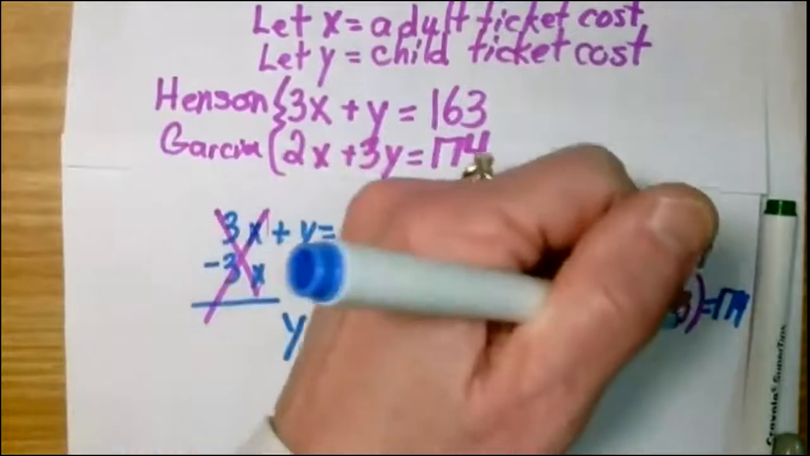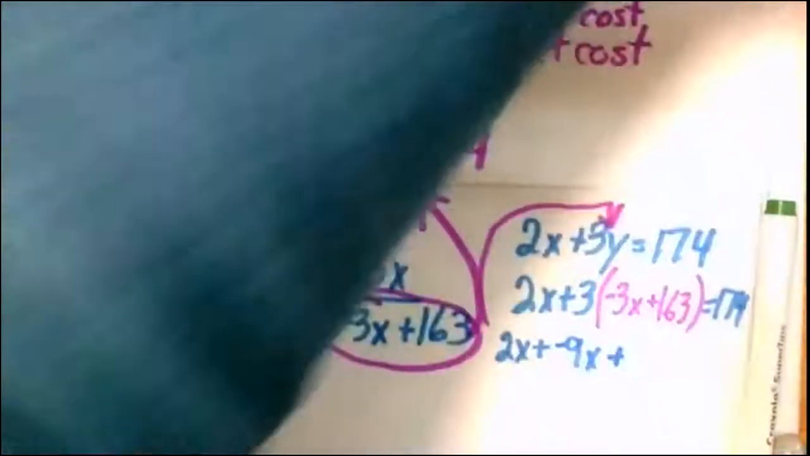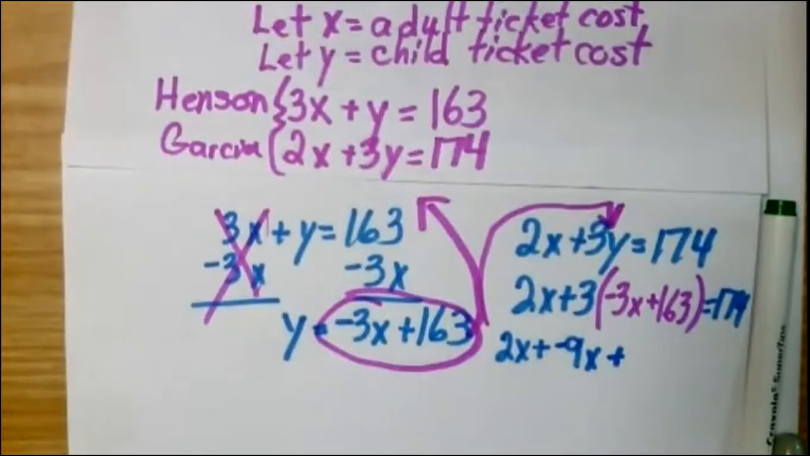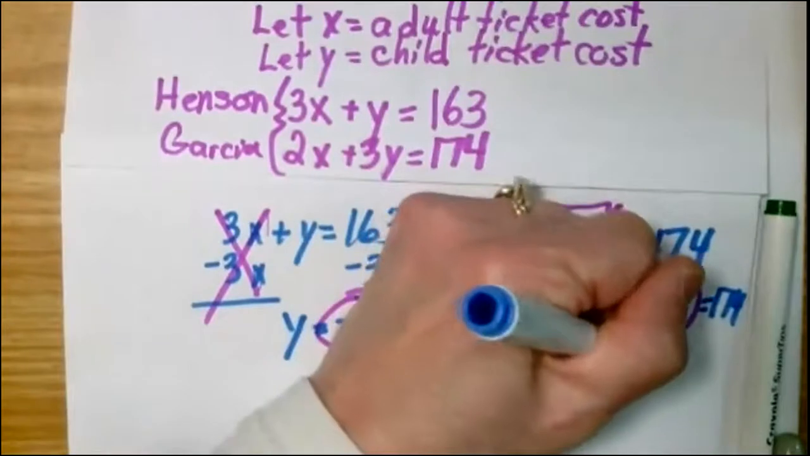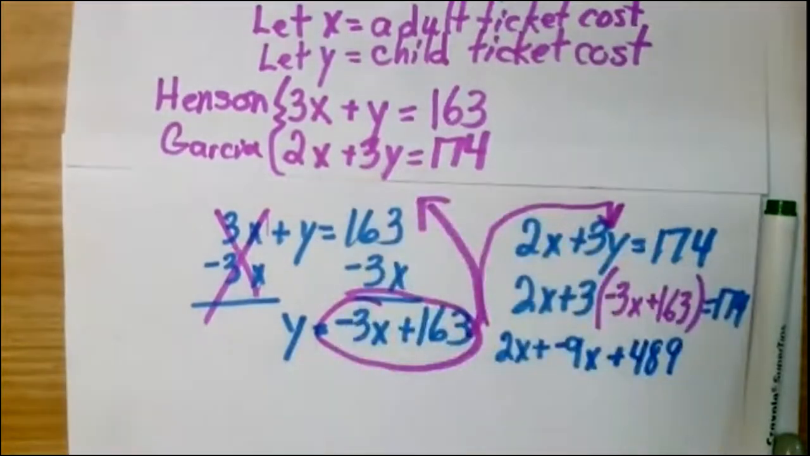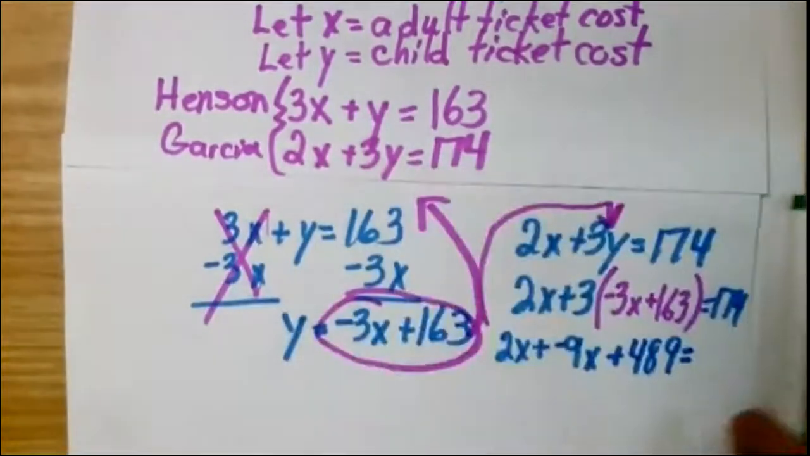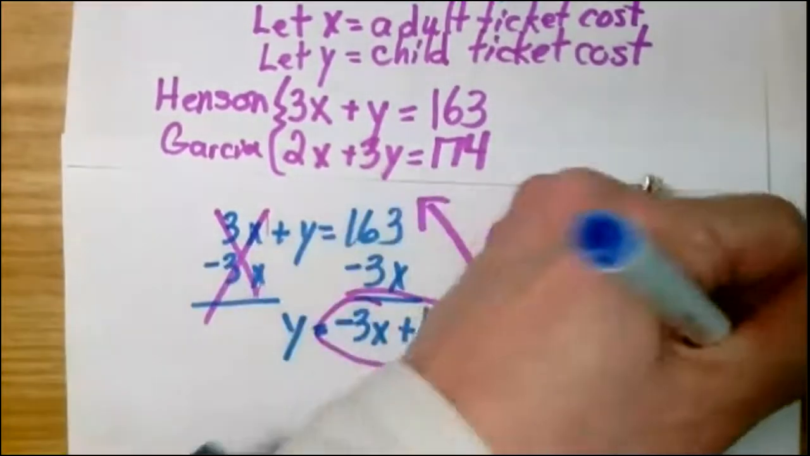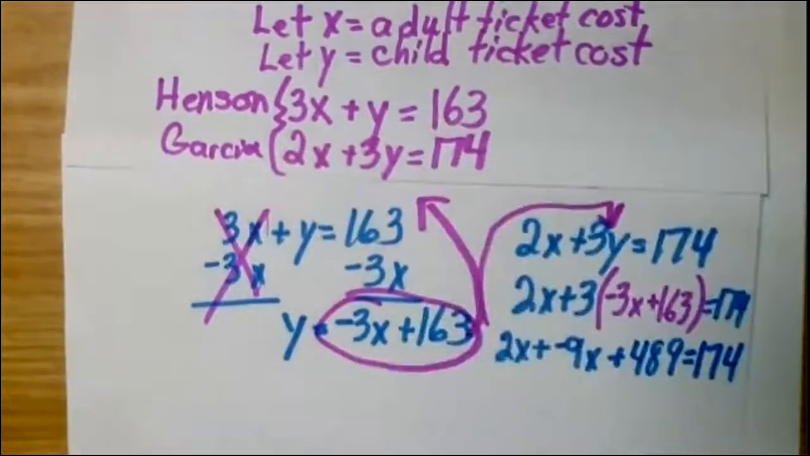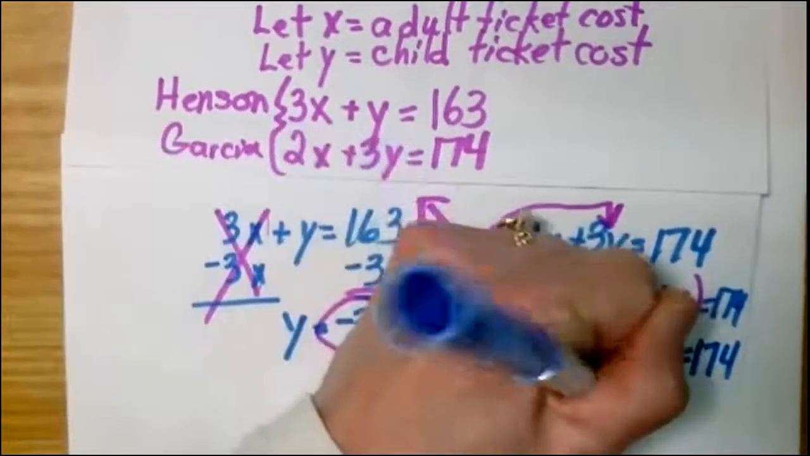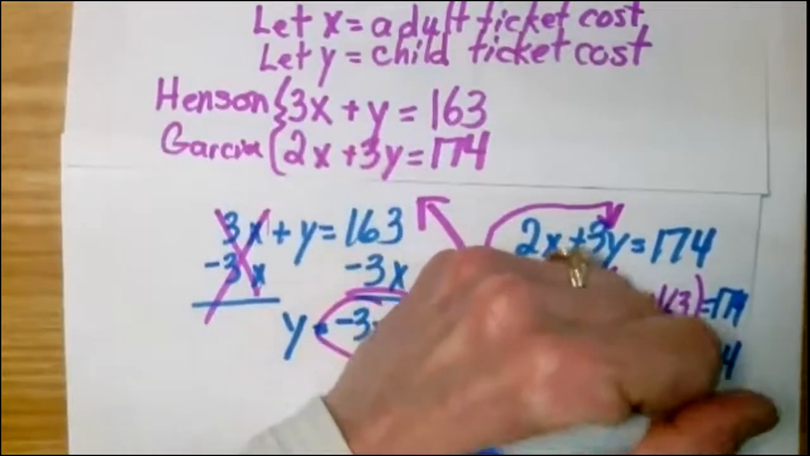3 times 163. I'm going to use my calculator for that one. 163 times 3, 489. By the way, when you get into this higher math, the calculator is going to help you a lot so that you're not wasting a lot of time on smaller things like multiplying numbers. Because you got all this other stuff to do now with math. So now we're going to take our 2x and our negative 9x, and that's going to give us negative 7x plus 489 equals 174.